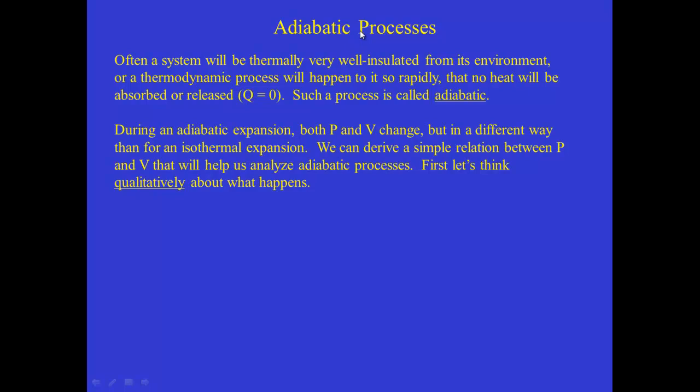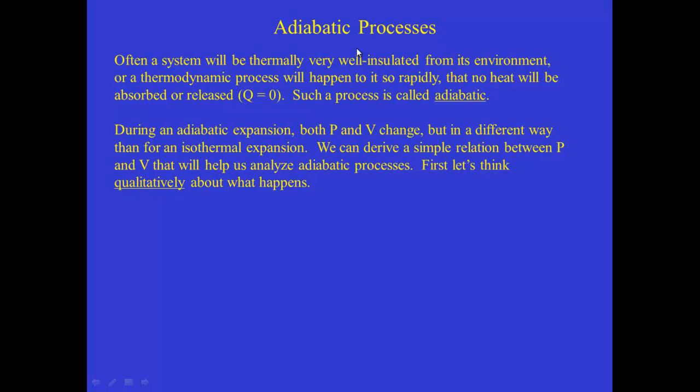An adiabatic process occurs when there's no thermal energy or heat exchanged between a system and its environment. And this can happen really in two ways in a practical sense. Either the system can be very well insulated from its environment, maybe through the use of insulating material that makes it very difficult for heat to get in or out, or we can have a process that happens so rapidly there's no time for any significant amount of heat to be absorbed or released. Either way, such a process is called adiabatic.